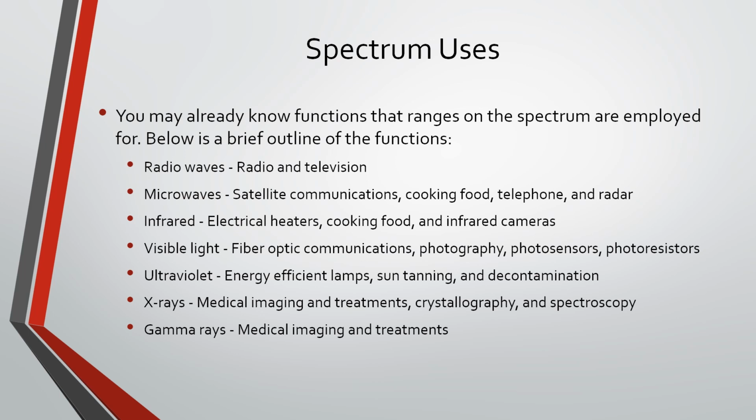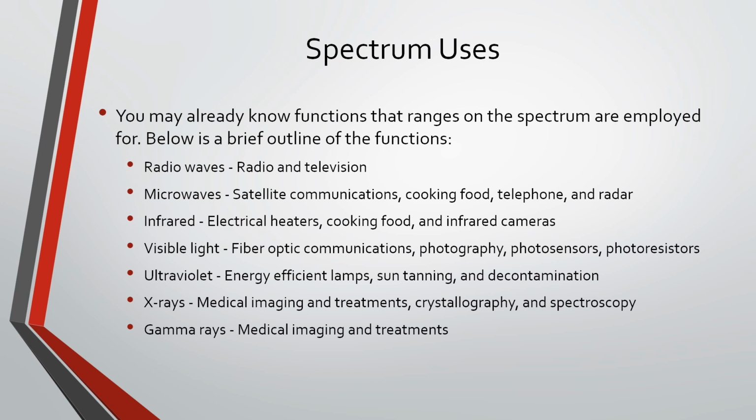Some of these ranges on the spectrum you may already know the functions for. Below is a brief outline of the functions. So radio waves are used for things like radio and television. Microwaves are used for satellite communications. They can be used for cooking food, telephone, radar. Infrared is used for electric heaters, cooking food, and infrared cameras. It can also be used for remote controls, which use infrared.